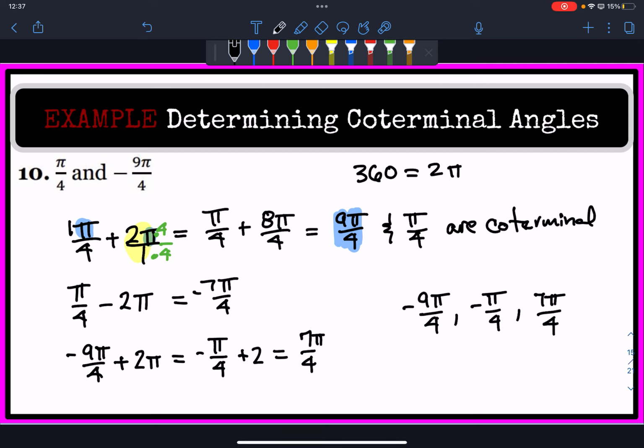Those are all coterminal angles, which means they're all going to stop at the same location. Okay? These are going to go clockwise, and rotating this one counterclockwise is going to give me the exact same thing. And there you have it. Those are your coterminal angles.